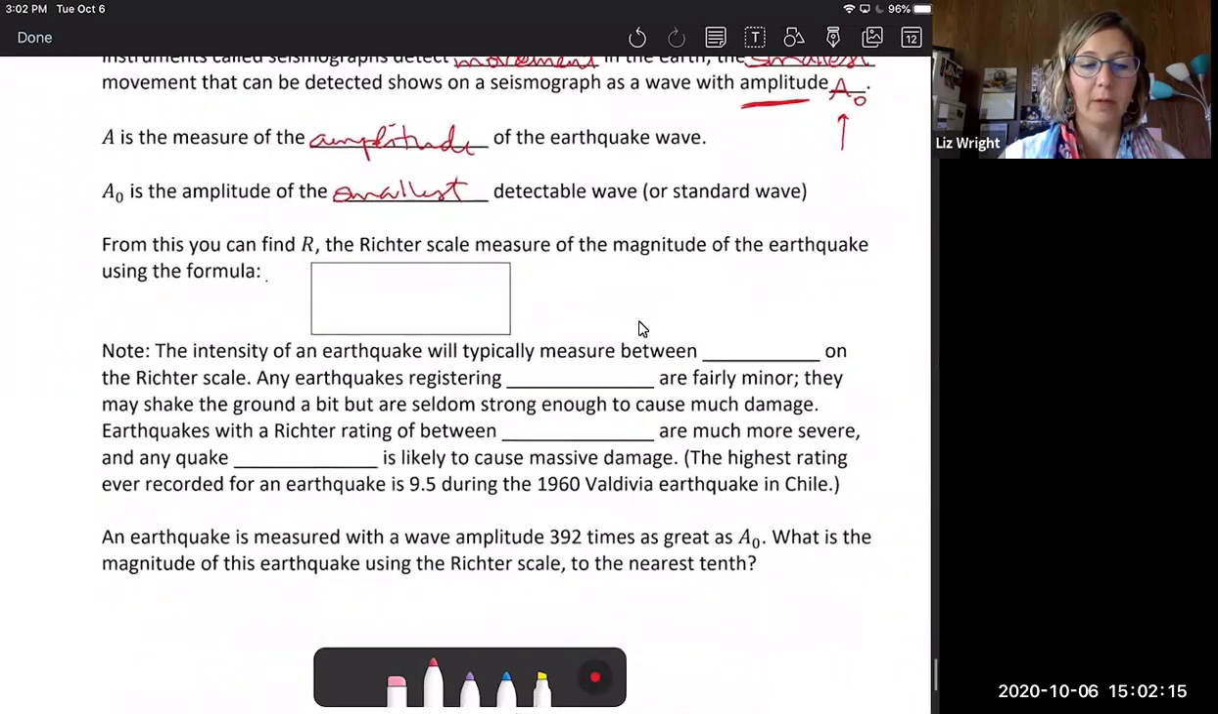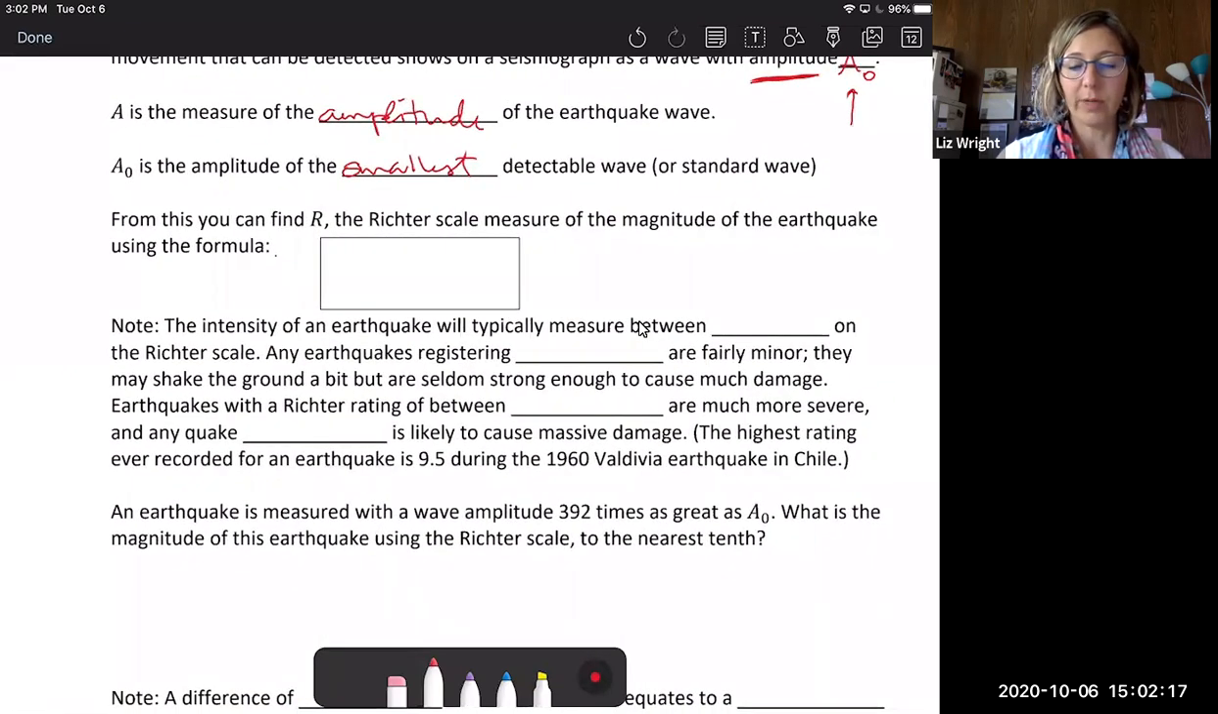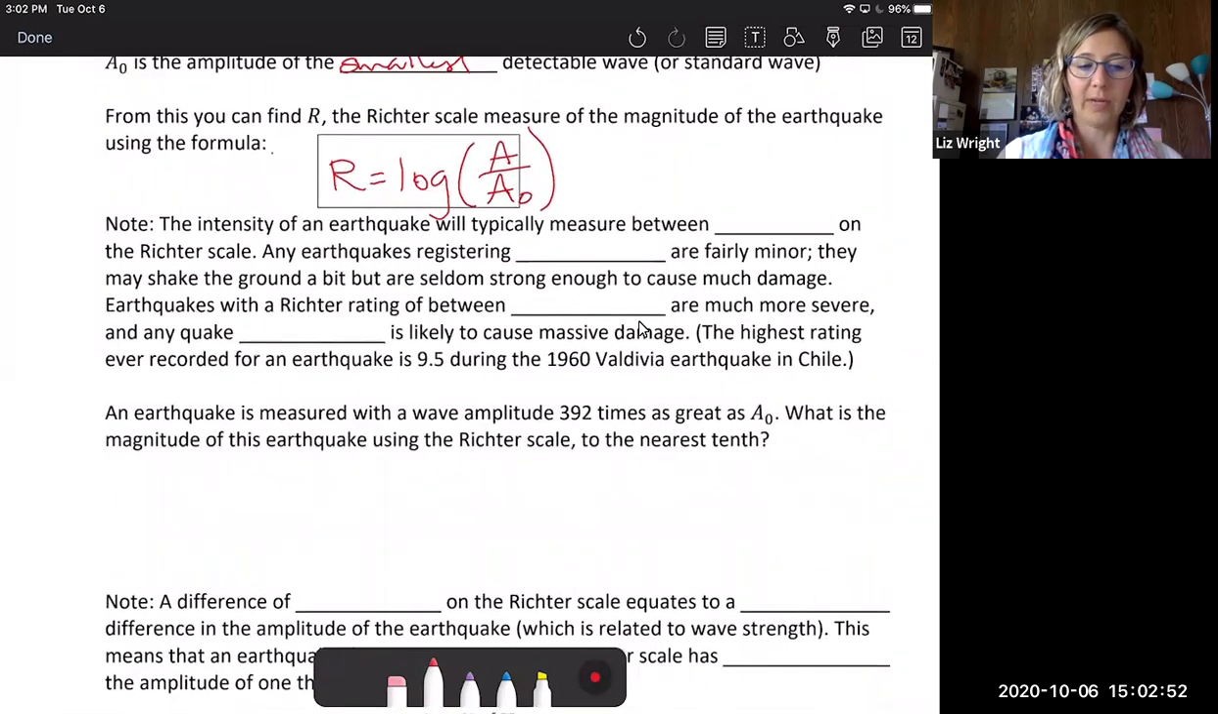From this, you can find R, the Richter scale measure of the magnitude of the earthquake, using the following formula: R equals log of A over A sub 0. I hope that looks familiar. It should look like the decibel equation we were looking at the other day, where we had I over I sub 0.